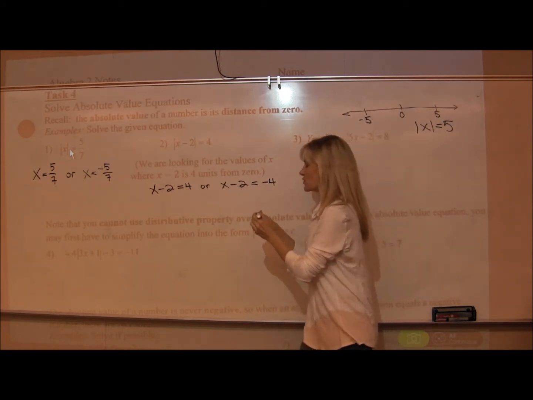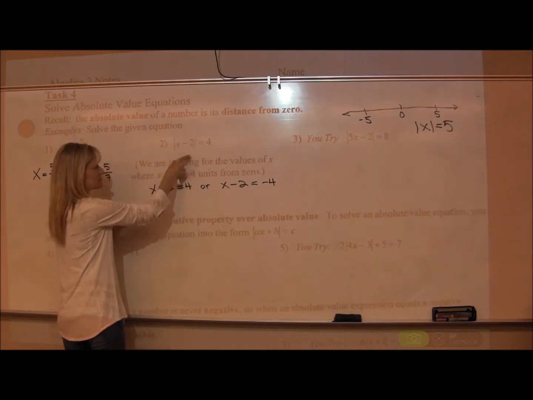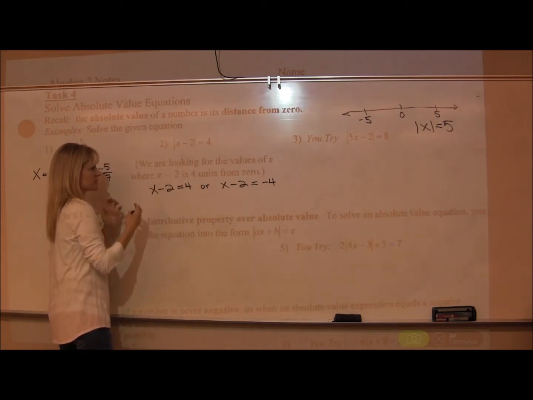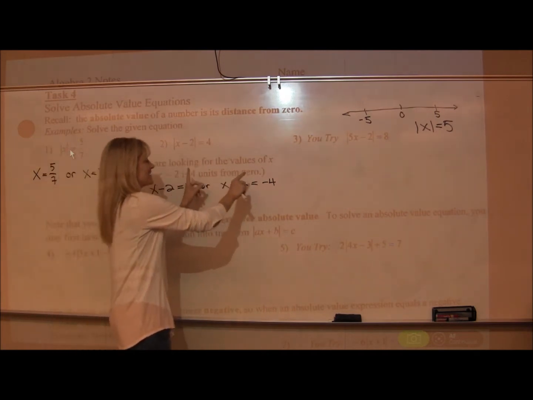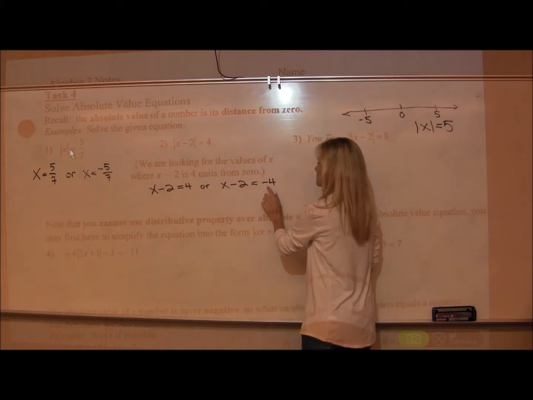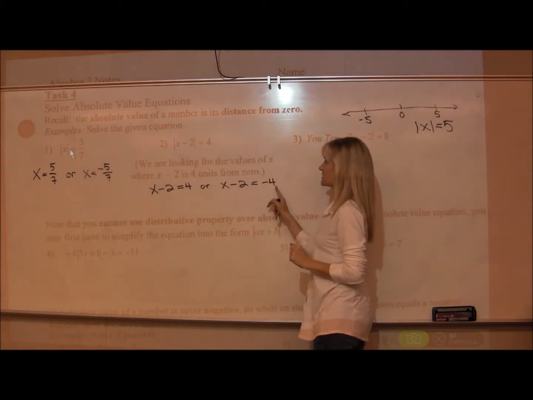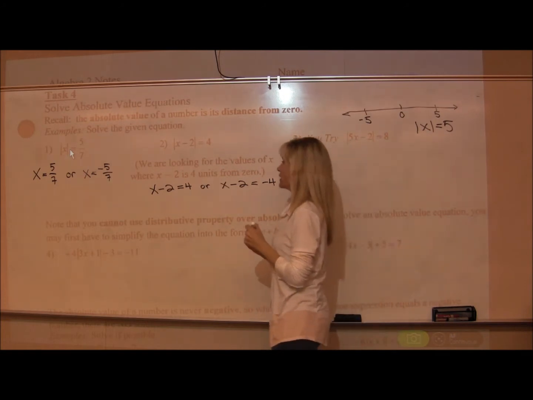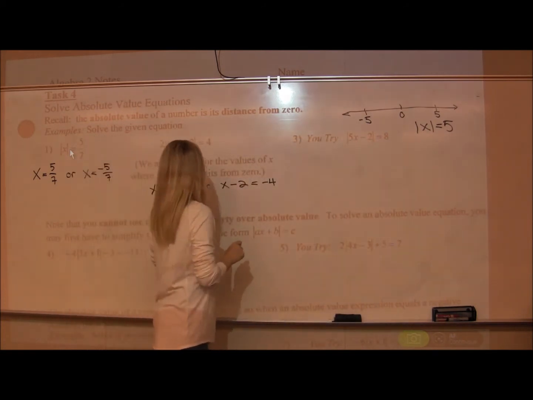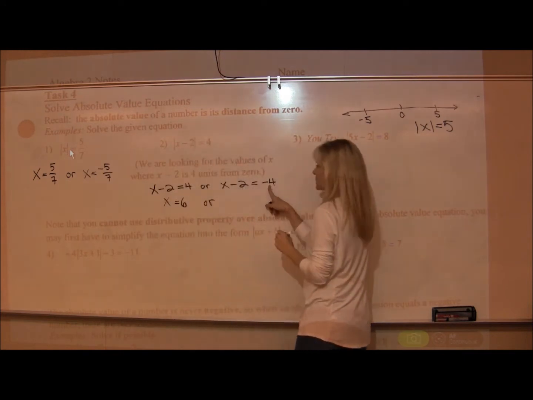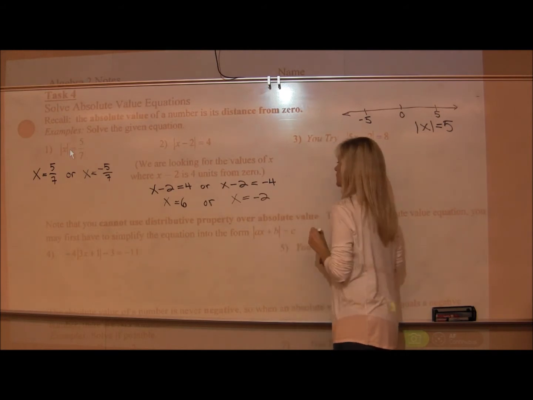One way to remember this: the easy one is where I'm just taking the absolute value signs away. It looks exactly the same, but without the absolute value signs. And then the other one is going to be exactly the same, but this number will be the opposite of that number. So if that's positive, this will be negative. Okay, so now we're going to add 2 to both sides, x equals 6. Or if we add 2 to both sides here, we get x equals negative 2.